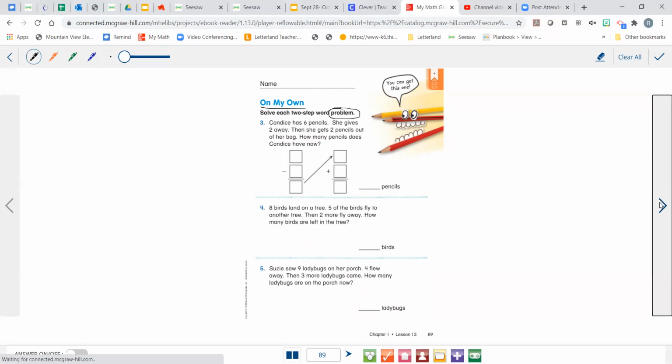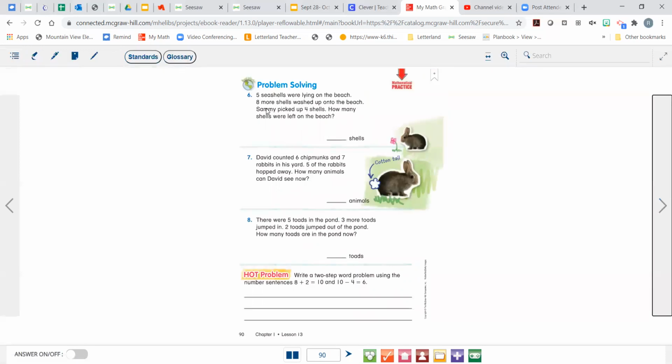And then we also have to do page 90. And it's problem solving. And if you'll notice, you've got 3 numbers. So it's just problem solving. And it's 2-step. So solve just the same way. Show sentence number 1 and sentence number 2 and label your answers.